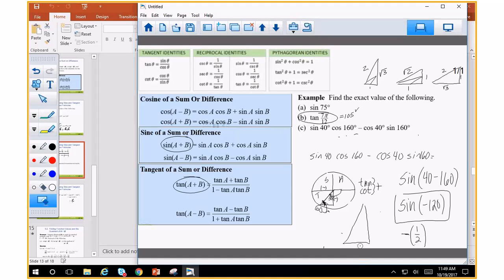So that's going to be 1, square root of 3, and 2. And the sine, Oscar had, is square root of 3 over 2.